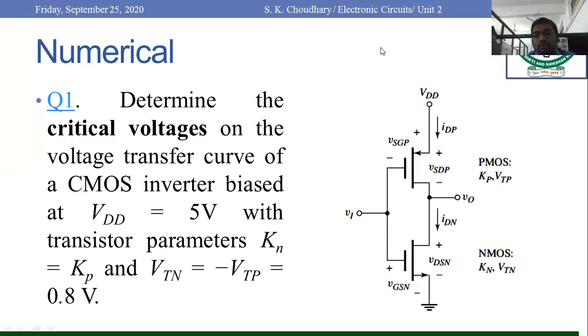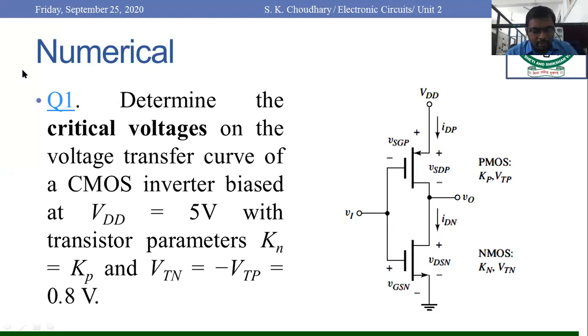Numerical session on unit number 2 that we have already covered. So this is the first numerical. Please all of you note down the numerical. Yesterday I also posted two numericals in assignment number 2 based on unit number 2. So these numericals are very much similar to them.